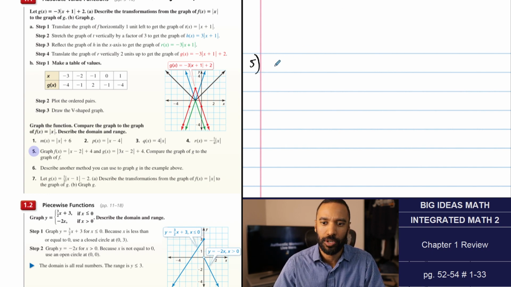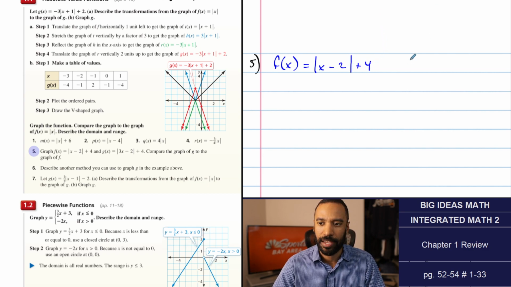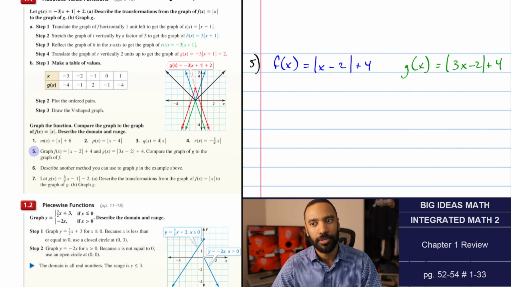So we use blue and green to compare them. I got f of x equals absolute value of x minus 2 plus 4. And then we have g of x equals absolute value. Oh, hold on. This is one of those examples where I might refer to horizontal stuff with you guys here.